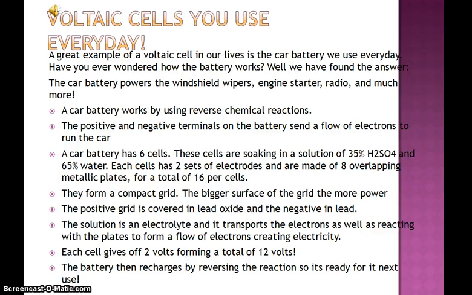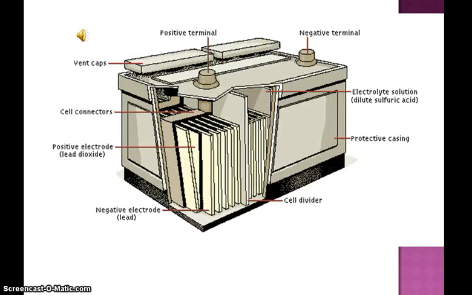This is a visual of the car battery to help you understand what exactly was going on in the last slide. You can see the positive and negative terminals, as well as the cells and each of the aspects we've talked about, such as the plates and the solution soaking in and the dividers and such inside the battery.